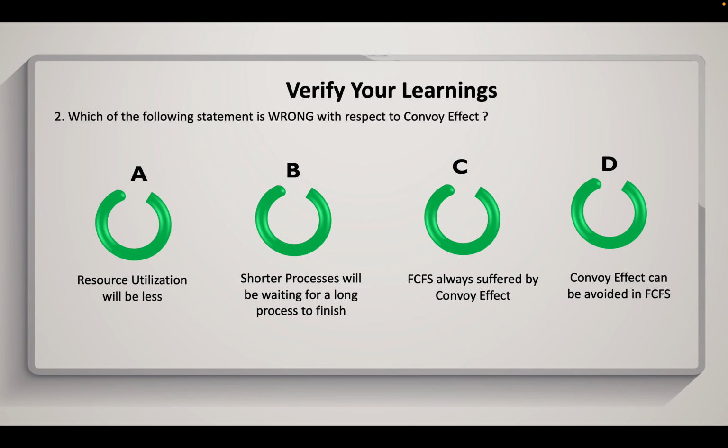Which of the following statements is wrong with respect to the convoy effect? Resource utilization will be less. Yes, that is correct. Shorter processes will be waiting for a long process to finish. Yes, this is correct. FCFS always suffers from the convoy effect. We can't say always. So the answer is C.